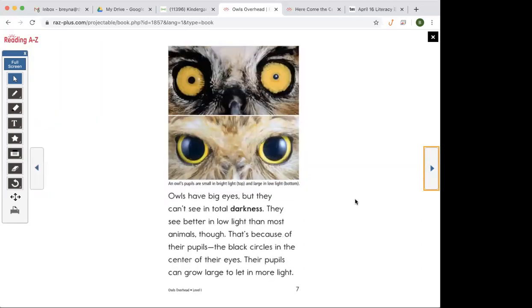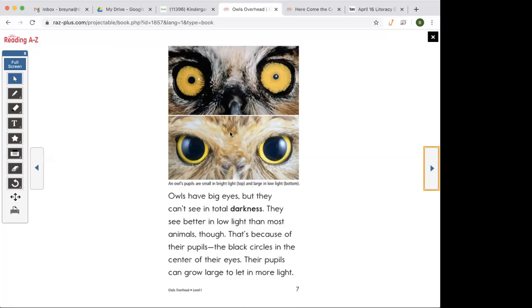Owls have big eyes, but they can't see in total darkness. Darkness is bolded. That means that you can go to the glossary and look up that word. They see better in low light than most animals, though. That's because of their pupils, the black circles in the center of their eyes. Their pupils can grow large to let in more light. I'm going to go to this picture and I'm going to read the caption that's under this picture to help me learn more about this picture.